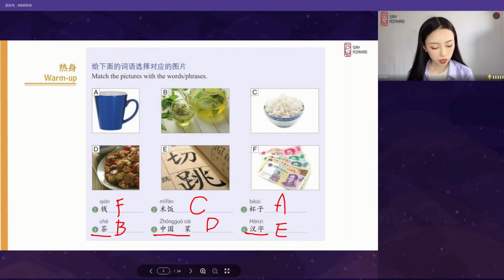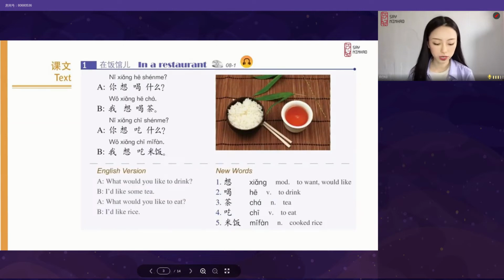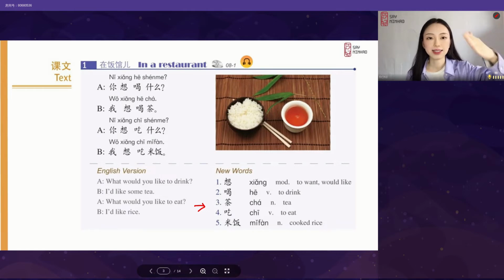Okay, Chinese characters. Now let's move on to our next part, which is text and the new words. Let's look at this part, the new word. First one is 想, initial x, the final iang, and the third tone. Read after me please, 想. It means to think, to want, and to would like to do something. So if you want to do anything, you just put that verb after 想. This is the structure: want to do something, 想 do something.